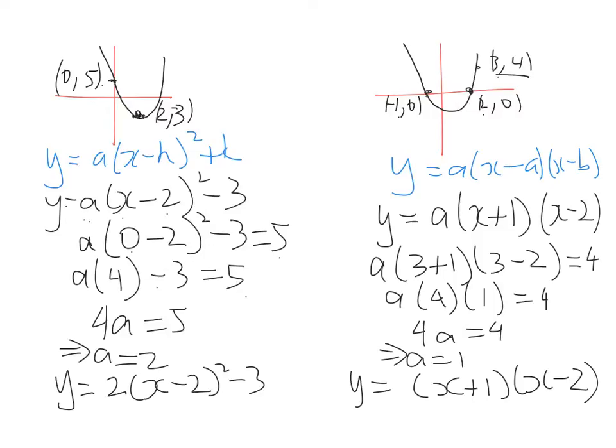So, depending on the information we've got, if we've got a turning point, we use turning point form. If we've got x-intercepts, we use factor form. And then whatever other point we've got there, we use it to solve for a, the coefficient of the whole thing. So that's how we go about determining the equation from a graph.